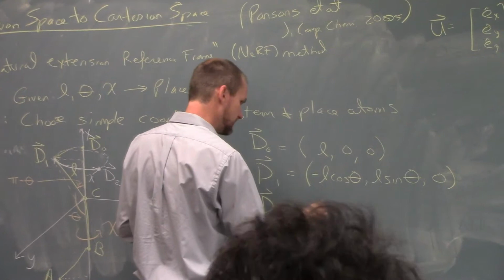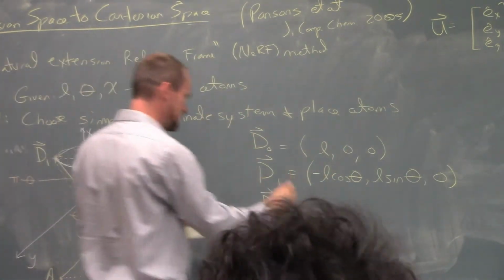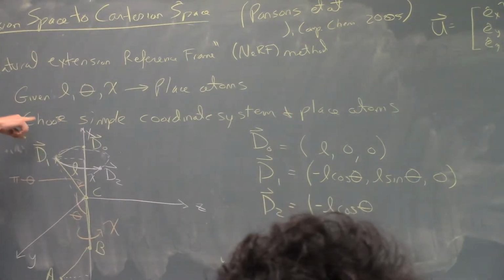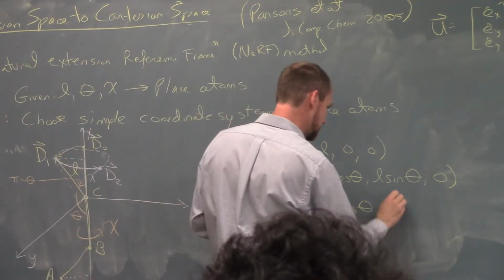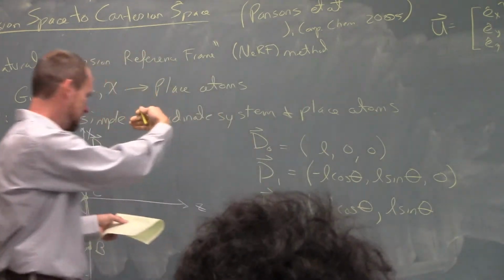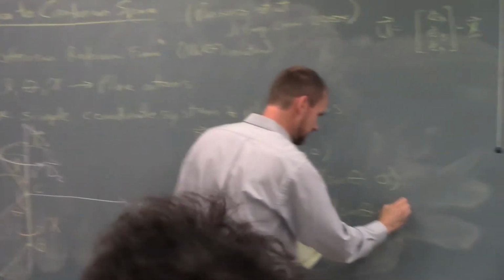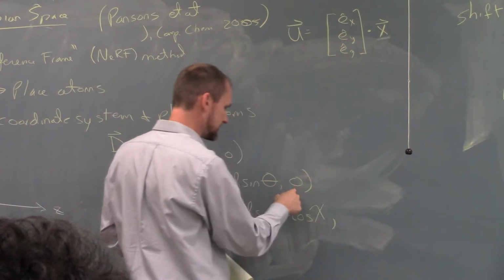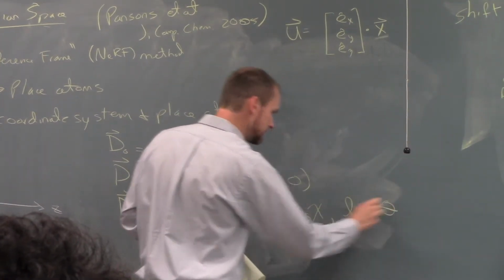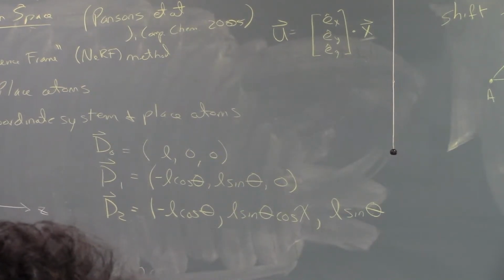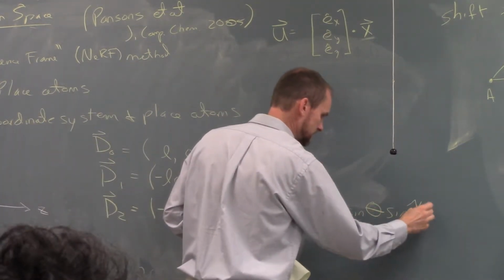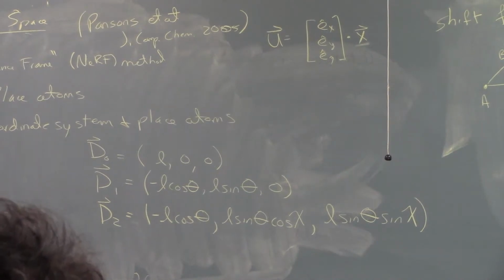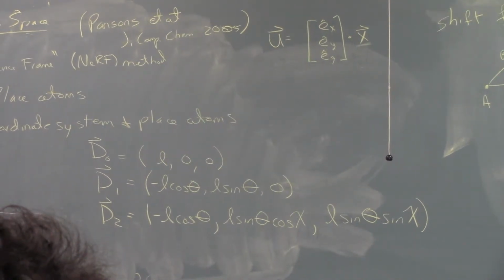So we get d2. We're going to start with these that already have the sines and cosines of theta, so we get minus L cosine theta, rotating around the x-axis, so the x-coordinate doesn't change. But then y becomes L sine theta cosine chi. So if we don't rotate at all, cosine chi is 1. If we rotate 90 degrees, it goes away completely. And then the z-coordinate is L sine theta times sine chi. So again, if we didn't rotate, it would be 0. And then as we rotate to 90 degrees, it becomes 1, and then it cycles around again. All right, so we're just taking that coordinate and rotating it around. Any questions? You still with me?